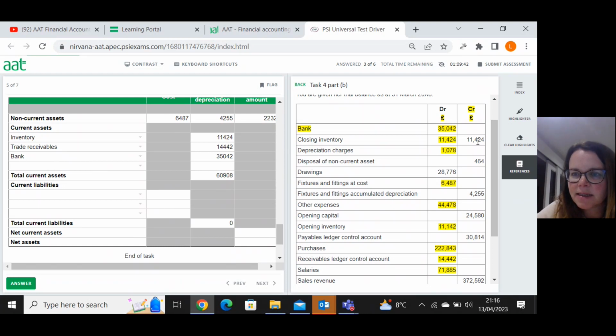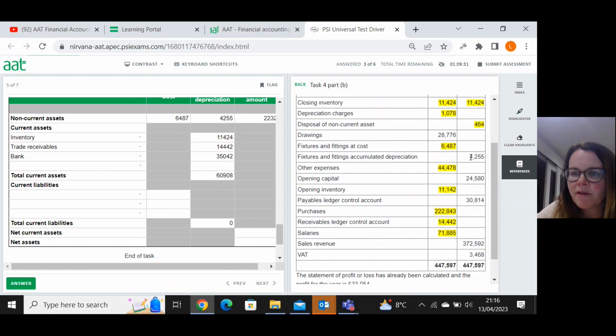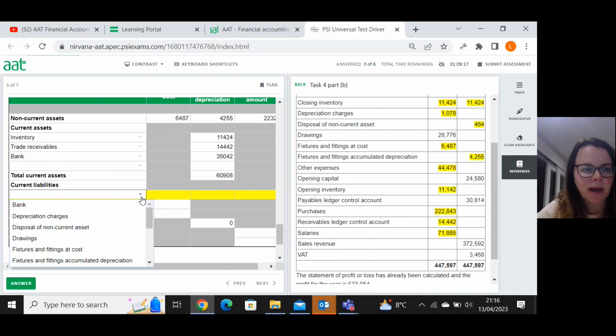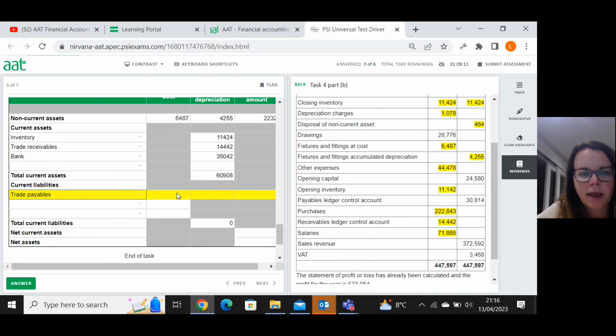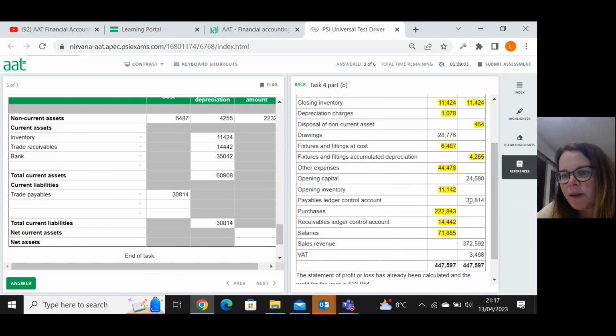Current liabilities, so I've already dealt with the closing inventory in my statement of profit or loss, as my disposal went into my statement of profit or loss. I've already dealt with my accumulated depreciation up here. Opening capital will be in the financed by section, which I'm not required to do. Right, payables ledger control account. So that will be my trade payables. And I can put that figure straight in. 30814. So remember, liabilities are going to be credits.